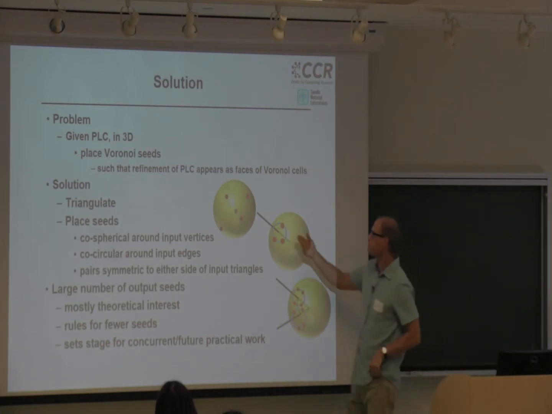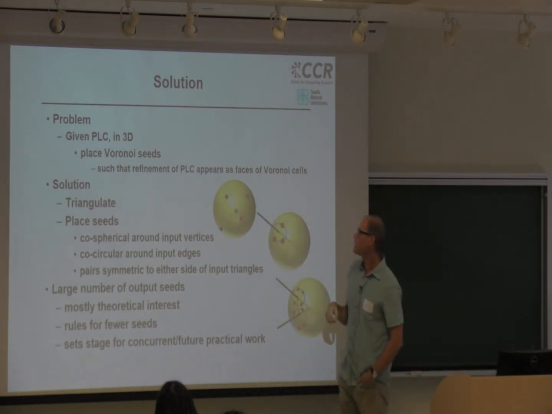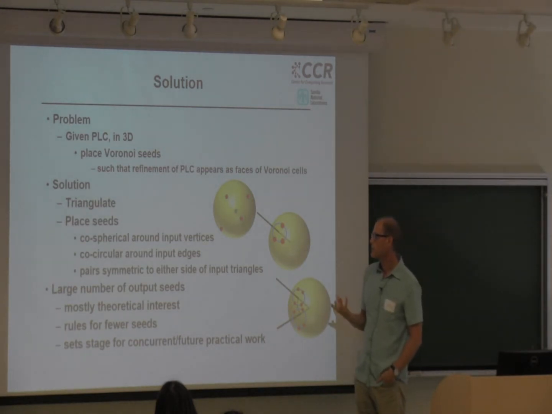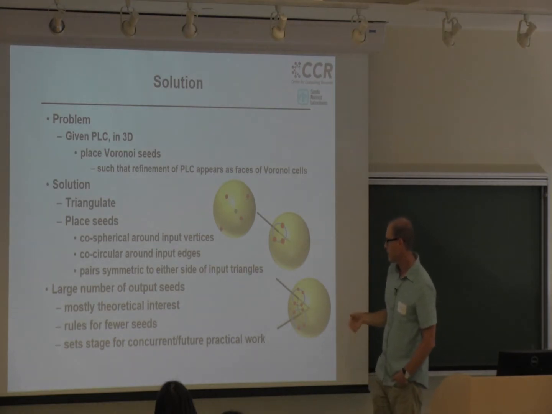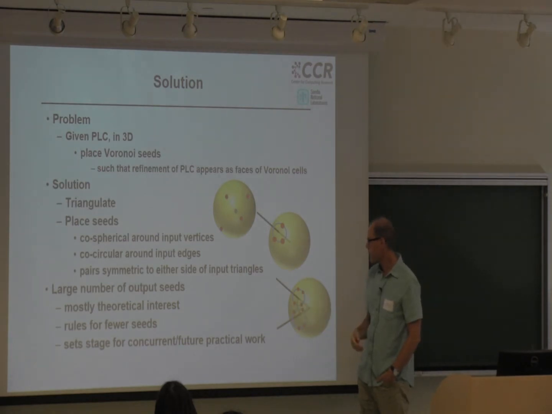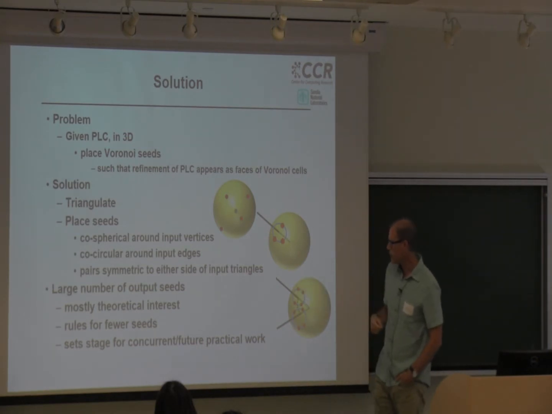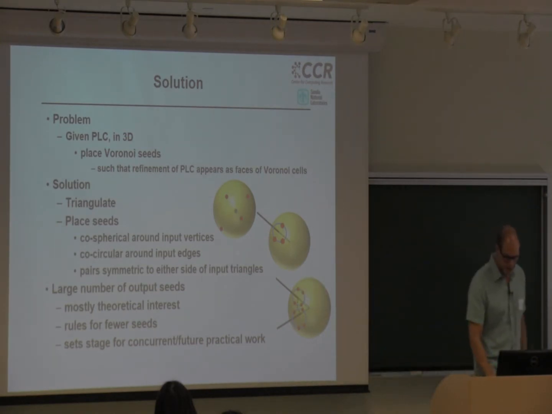Given one of these input vertices, we're going to place a small ball around it, and we'll put some seeds on that ball. The vertex will be a Voronoi vertex because it has 4 non-coplanar seeds. Similarly with an edge, we'll put a circle around it and place some seeds on that circle. The whole edge is now equidistant to those 3 seeds. And if we have a triangle face, imagine a plane partway out of this sphere, then we'll have pairs of seeds like this to either side of that plane that reconstruct it.